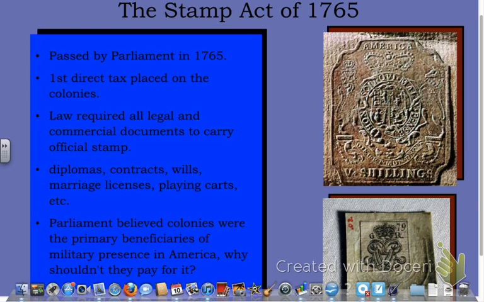Some colonists, like Virginia's Patrick Henry, called for resistance on the tax. On May 30th, 1765, Henry proposed the Virginia Resolves, which basically said that they would try not to pay the stamp tax. Other members of the House of Burgesses shouted that resistance was treason, and Patrick Henry says, if this be treason, then make the most of it.